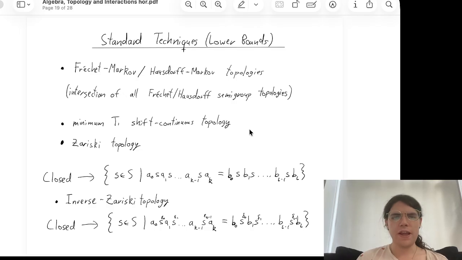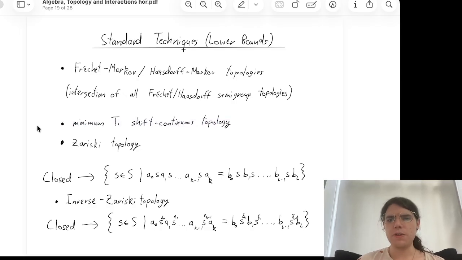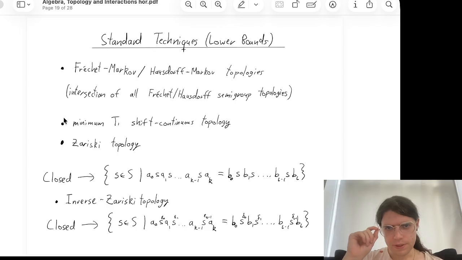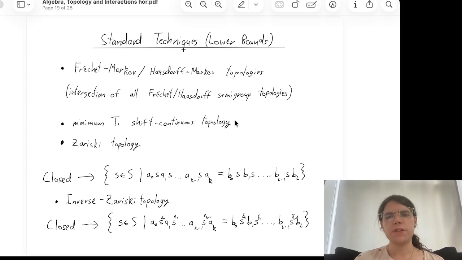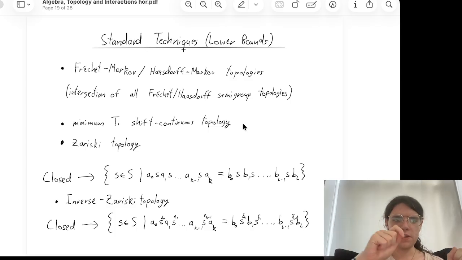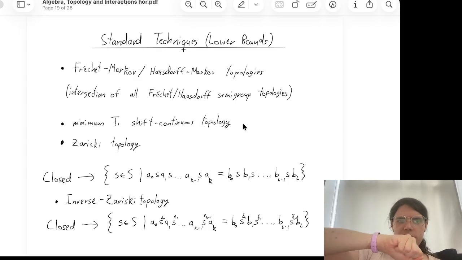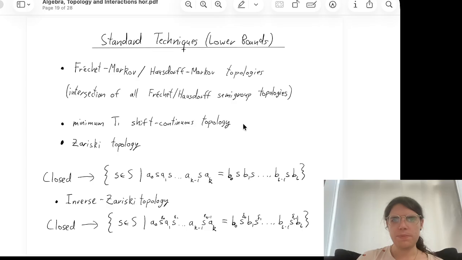The next candidate is the minimum T1 shift continuous topology. Why would I consider that? What am I talking about? T1, as I mentioned before, is Frechet. It says that every singleton is a closed set. And shift continuous is a weaker notion than being a semigroup topology. It just says that the shifts are continuous. If I have a fixed element in my semigroup, then the map which takes an arbitrary element and multiplies it by that on one side is a continuous map.